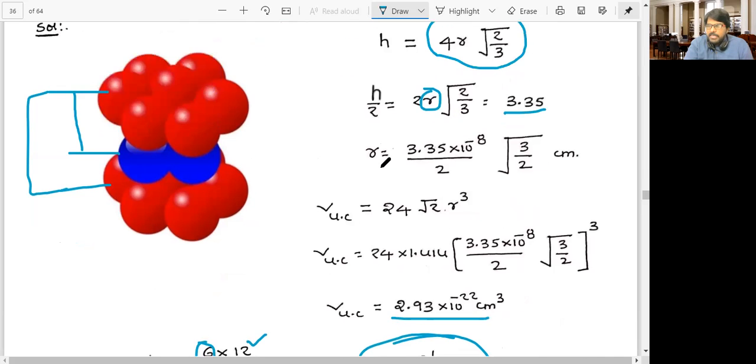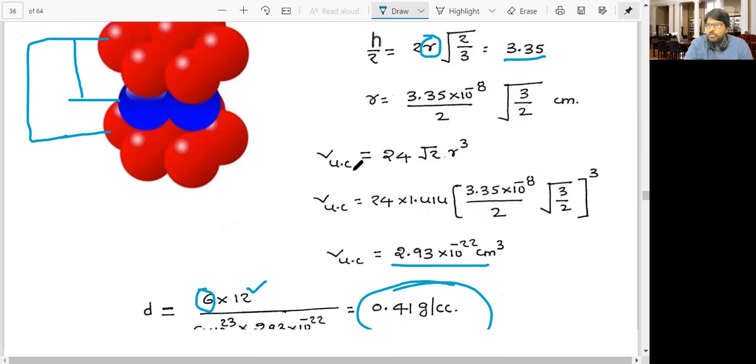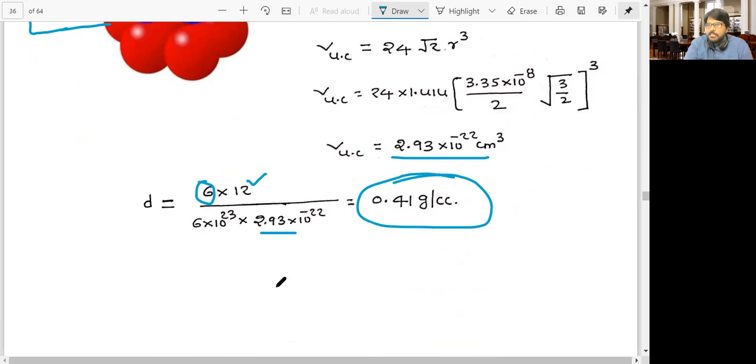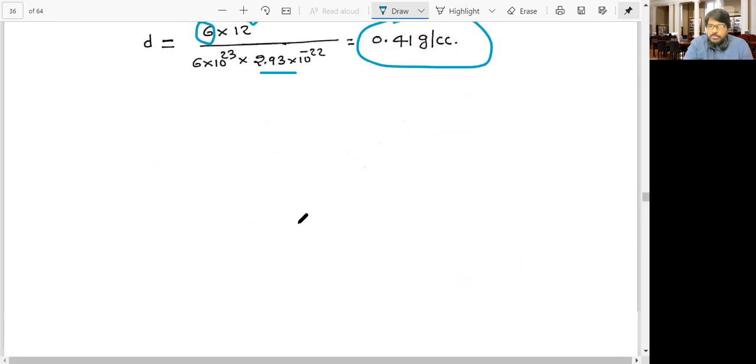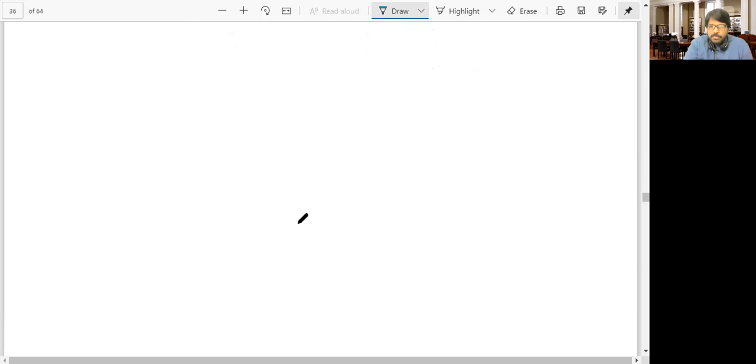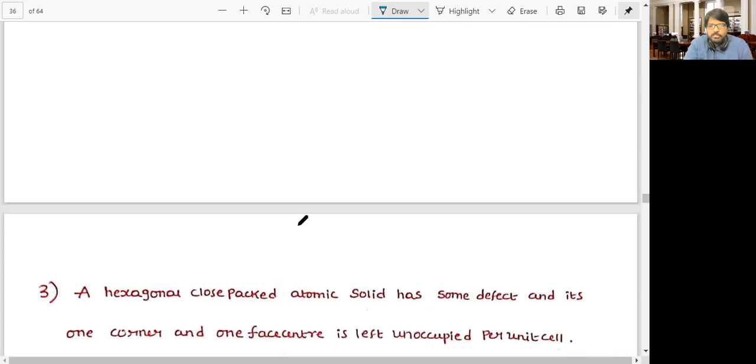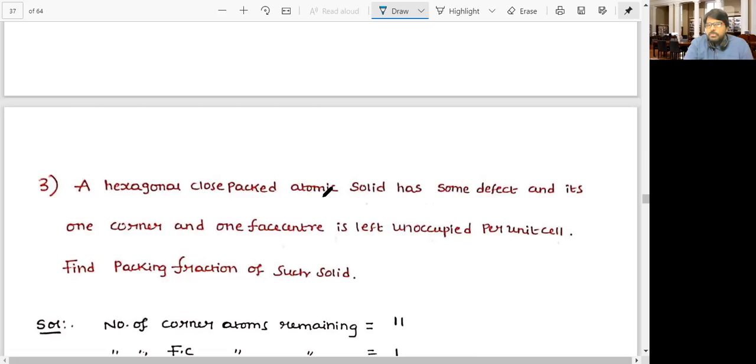From that I calculated radius, from that volume, from that density. You just see how I'm connecting the concepts. That has to be focused here, right? And now let us move on to the next question. Hexagonal close packed atomic solid has some defect, some deviation, and one corner and one face center are left unoccupied.